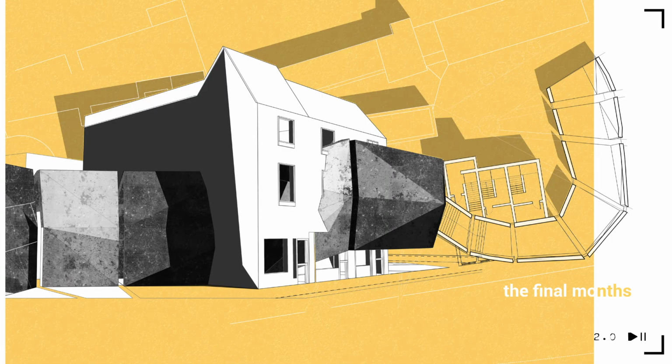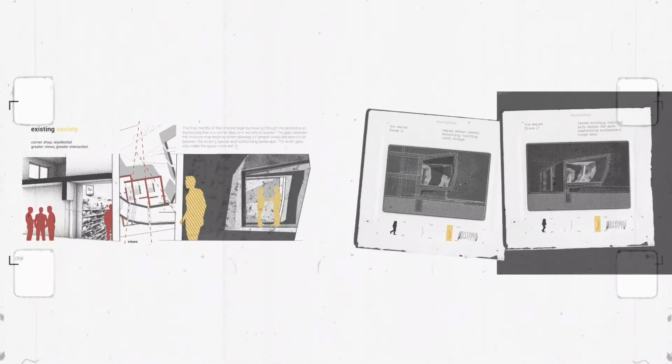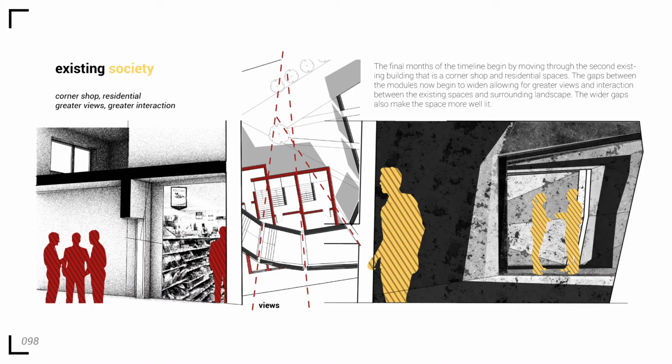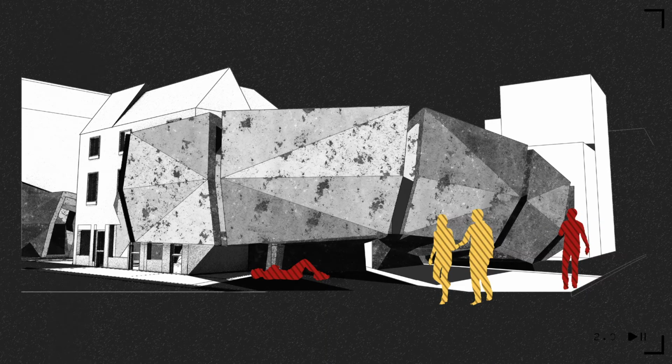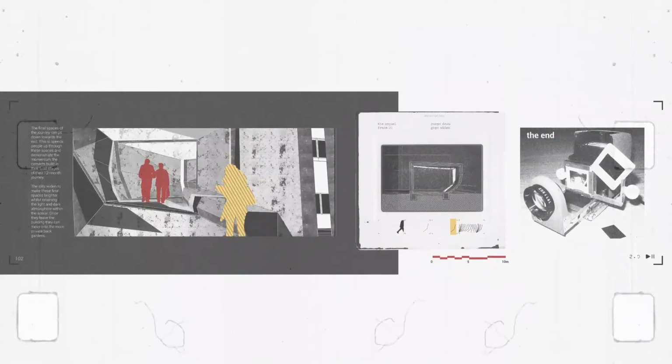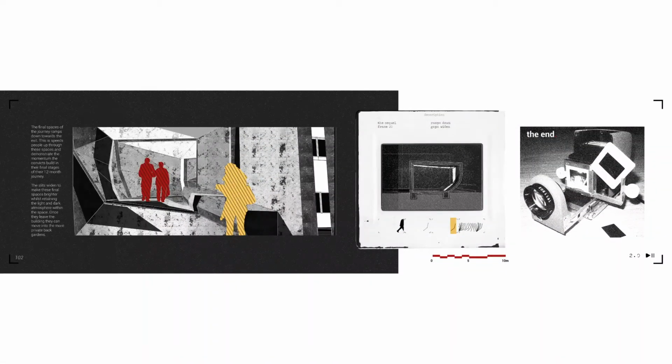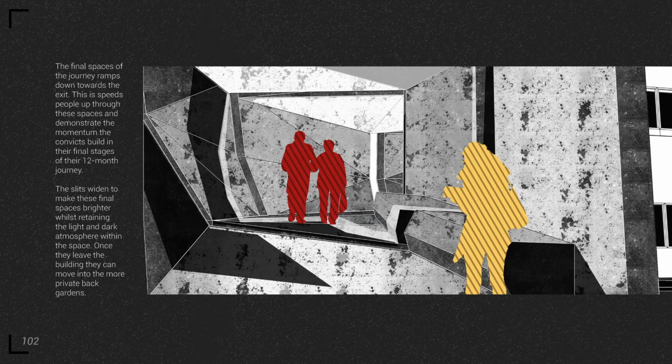As they move through this existing building, there is a drastic level change to provide greater views into the surrounding environment and adding a feeling of being on top. The slits between these modules also widen to provide greater views into the surrounding society. And at the 12 months to finish their journey, the building ramps down to the exit to force people to move faster through these final spaces to describe the momentum they build in their final month of rehabilitation. These final spaces are the widest throughout the journey.